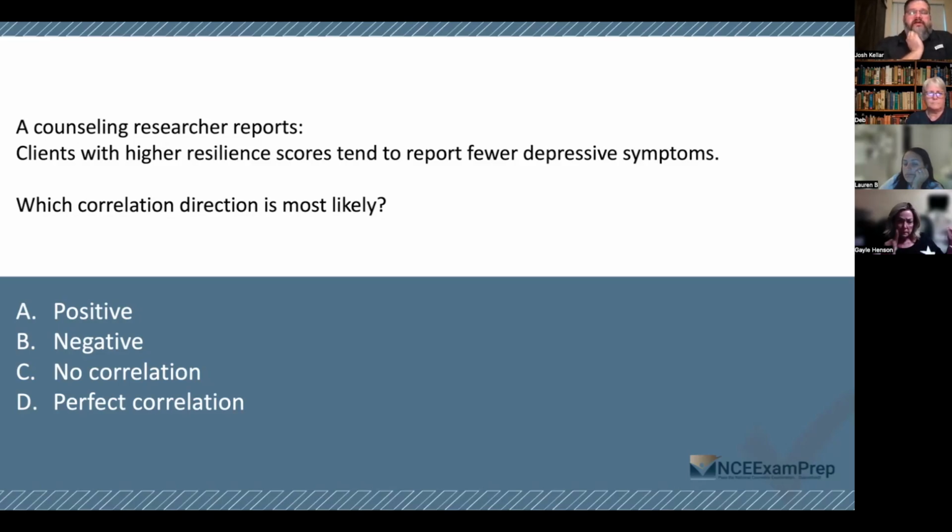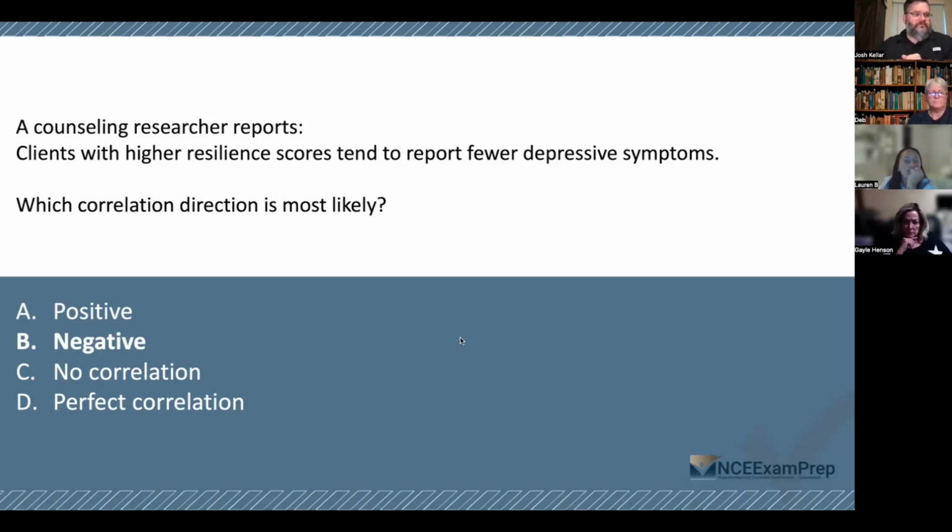Okay. So when we're looking at correlation, if both variables are moving in the same direction, that's going to be positive. If one is moving in one direction and the other is moving in another direction, that's going to be negative. So what do we have happening here? Are they both moving in the same direction or in different directions? Different, right? What's happening to the resilience scores? Are they going up or down? Up. What's happening to the depressive symptoms? Down. So that's a negative correlation. As resilience goes up, depression goes down. That's a negative correlation.